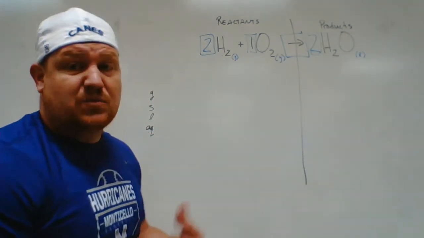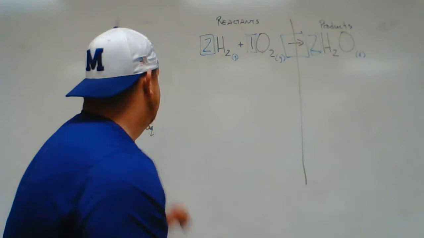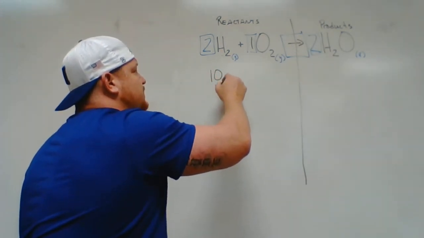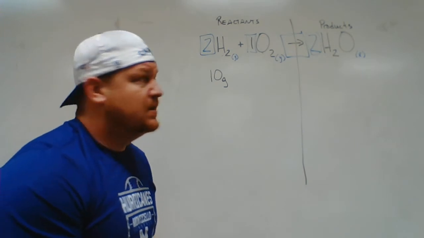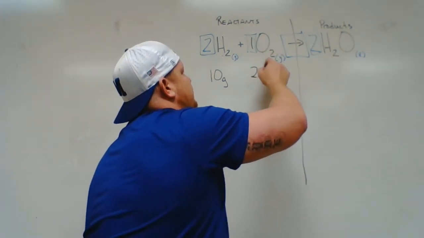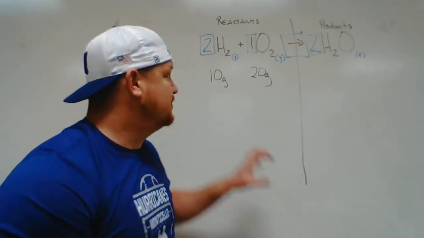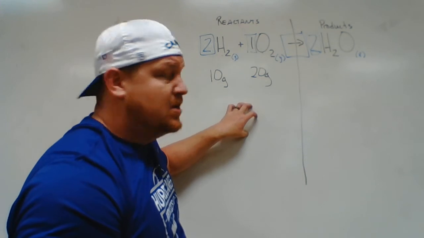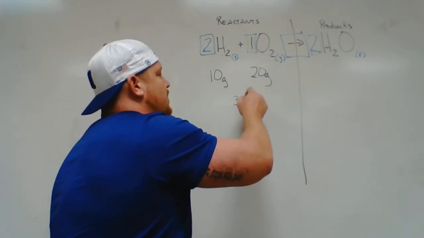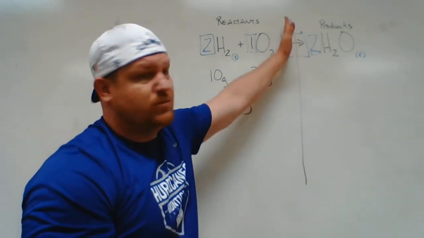The way we can look at this is with an actual mass number. Remember, we measure mass in grams. So let's say I have 10 grams of hydrogen that reacts with 20 grams of oxygen. The law of conservation of mass says there must be equal amounts of mass over here. There's 30 total grams over here, 10 plus 20, 30 total grams. When I say here, here's where the reaction happens.